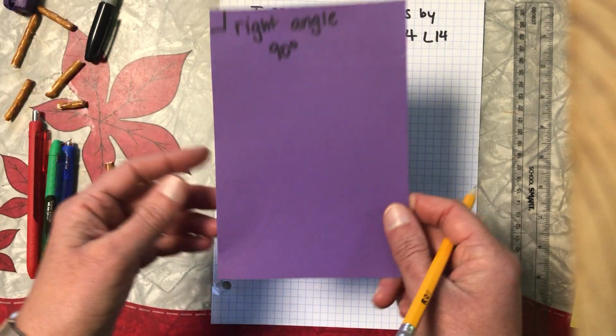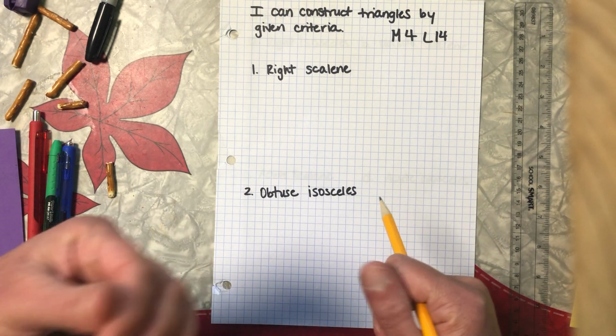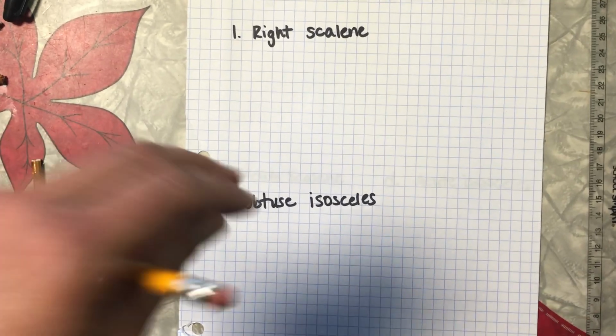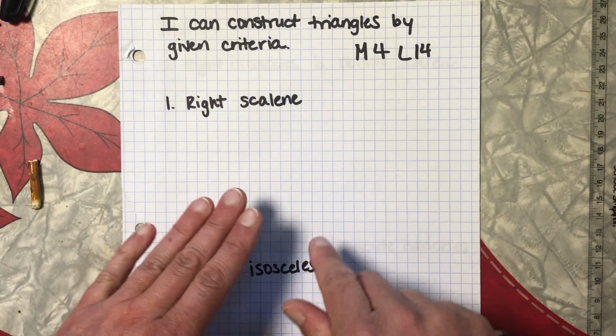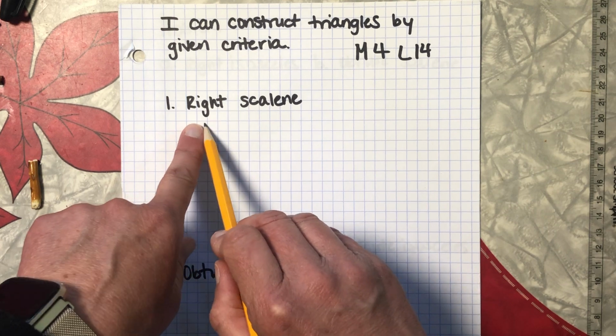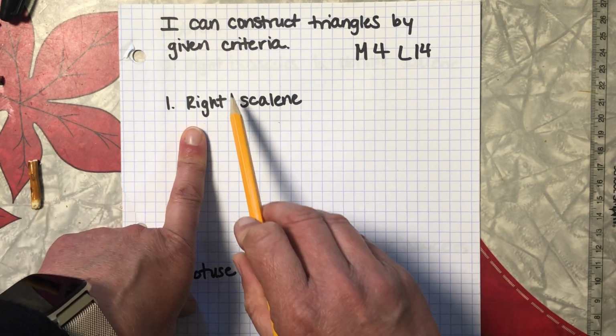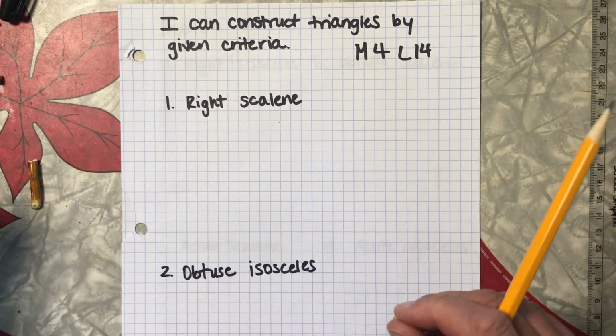And the other thing I'm going to have is my right angle template, just to have. I'm also going to show you how to use this right angle template as a ruler if you don't have one. I would have been doing this if we were getting ready for the EOG right now. Okay, so I have to create some triangles out of given criteria. That means I have to create a triangle that is a right scalene. That means it has to have 1 right angle, and it has to have 3 sides of completely different lengths.